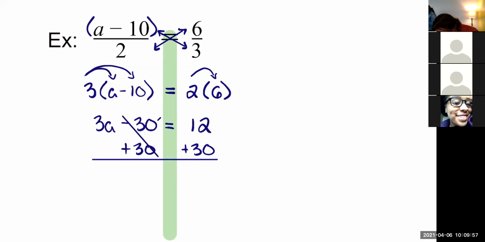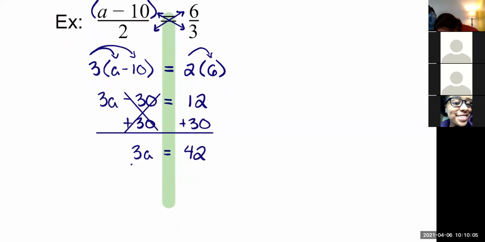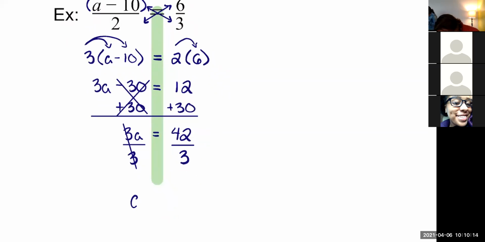So we get 3A equals 42. And then last but not least, we divide both sides by 3. And we get A equals 14. That doesn't sound right. Is it? It is, yeah. This is why I have you guys to check me.